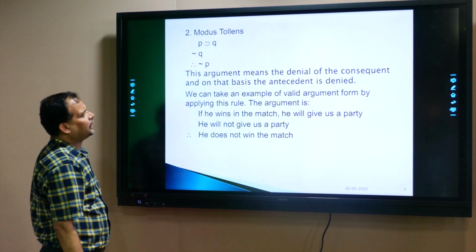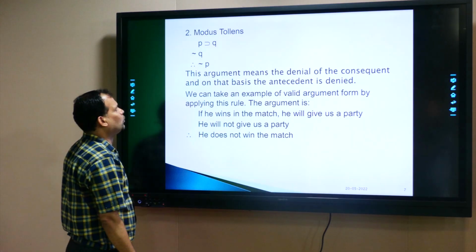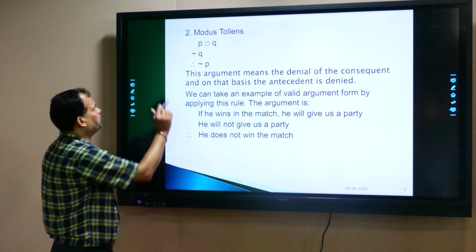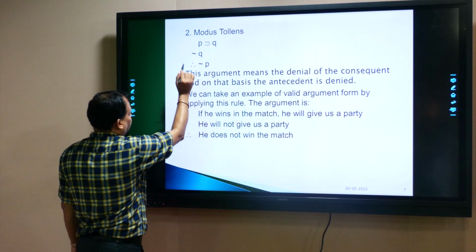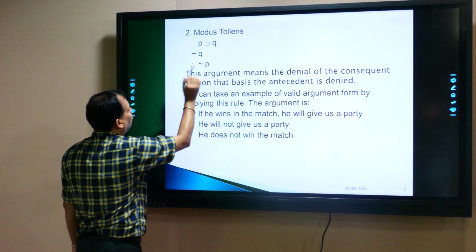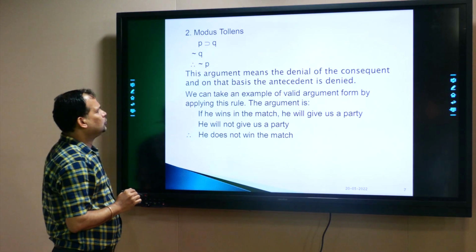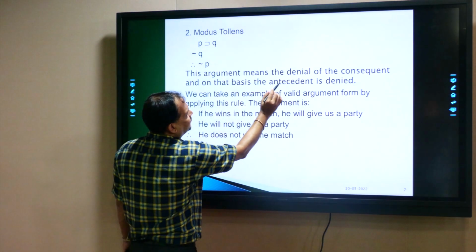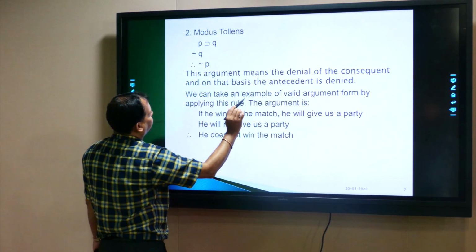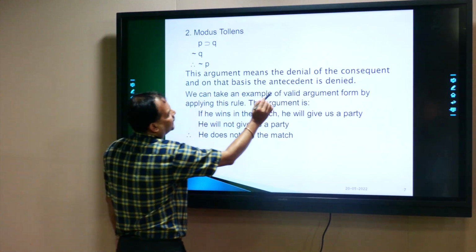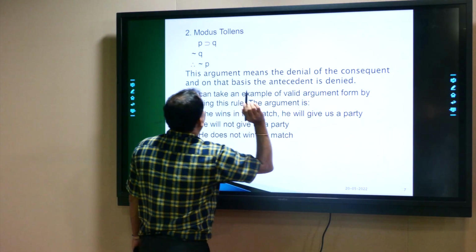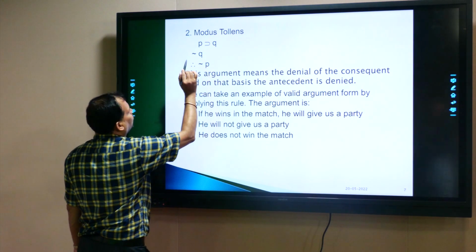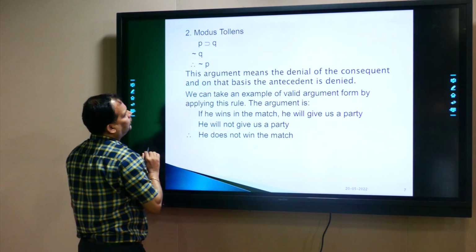You see the second rule of inference, that is Modus Tollens. Now, dear learners, you see on the blackboard, P implies Q, negation Q, therefore negation P. Dear learners, you see, this argument means the denial of the consequent, and on that basis the antecedent is denied. Means P implies Q, negation Q, therefore negation P.